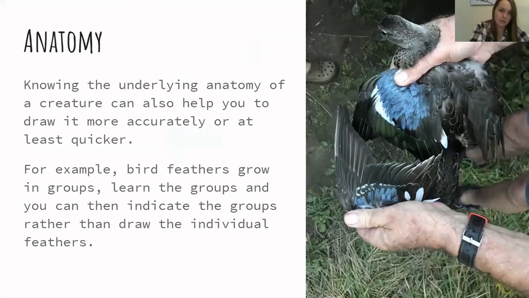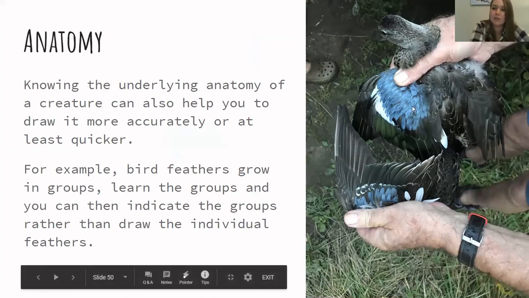All right. Another thing when you're drawing, say, a bird: knowing the underlying anatomy of the creature can also help you draw more accurately or at least quicker. For example, bird feathers grow in groups. So if you learn the groups, you can indicate the groups rather than draw the individual feathers.